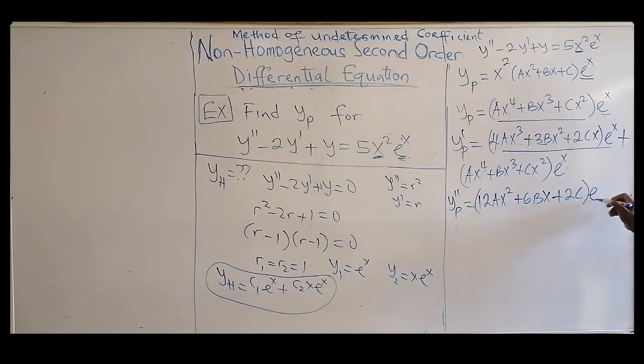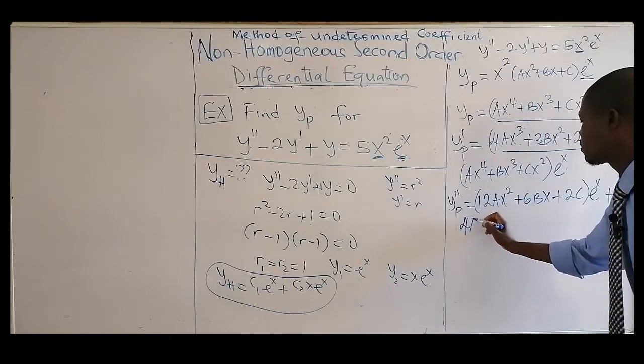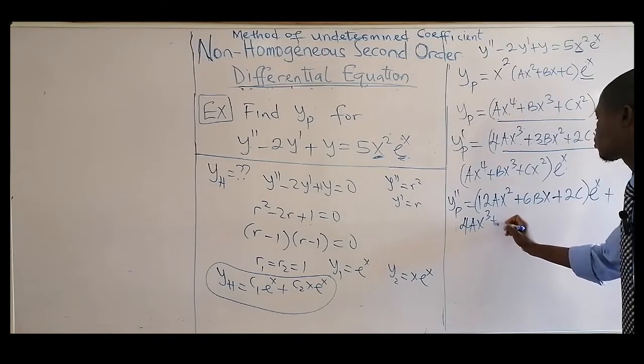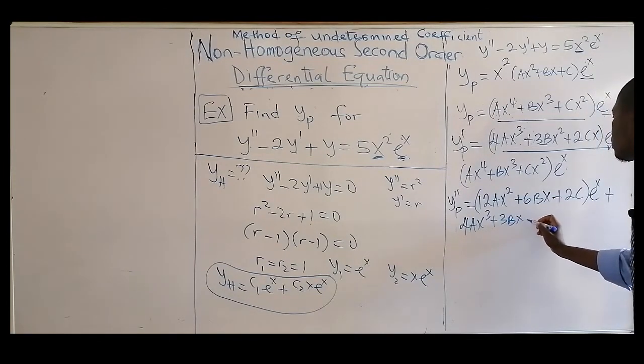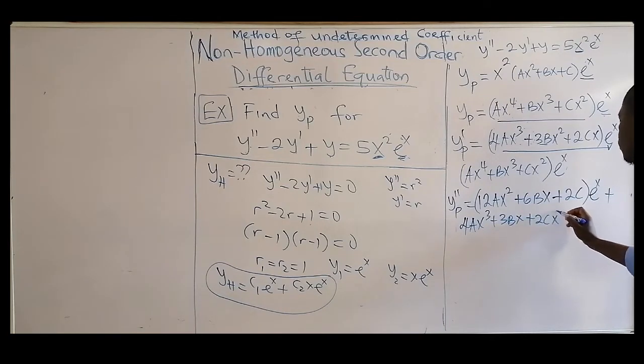Then keep this one constant. Then plus. Now keep your exponential constant. Now differentiate this one. Why you keep this one constant? That will be equal to 4ax³ plus 3bx² plus 2cx. Differentiate your exponential. Then plus.